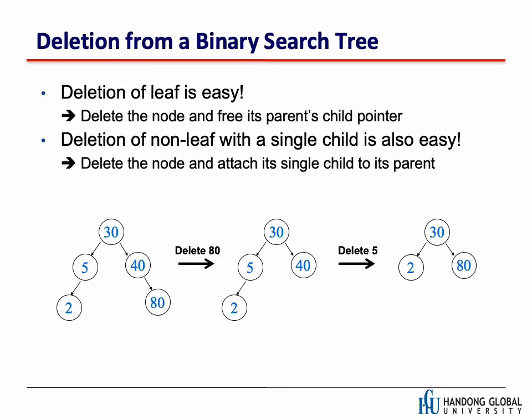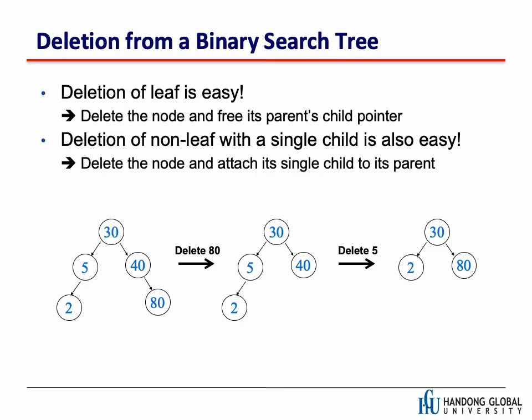Now let's talk about another core function of BST, which is deletion. Deletion is a little bit more complicated than insertion, so we have to break this function into a couple of different cases. First, deletion of a leaf node is easy. In this slide, we have an example from the left BST. When we delete 80, it's simple, just delete it, and 40's right child should be the null pointer.